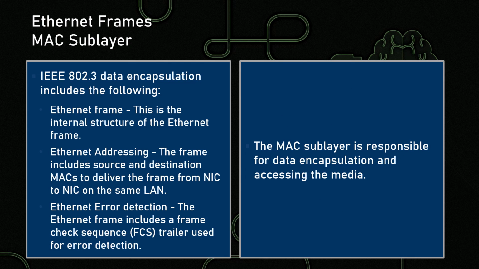So 802.3 as a standard includes the Ethernet frame, which is the internal structure of the frame itself, the addressing, which includes our source and destination MACs to deliver the frame from NIC to NIC, and error detection, including what's called an FCS, or frame check sequence. And this is part of the trailer, which is only available at layer 2.